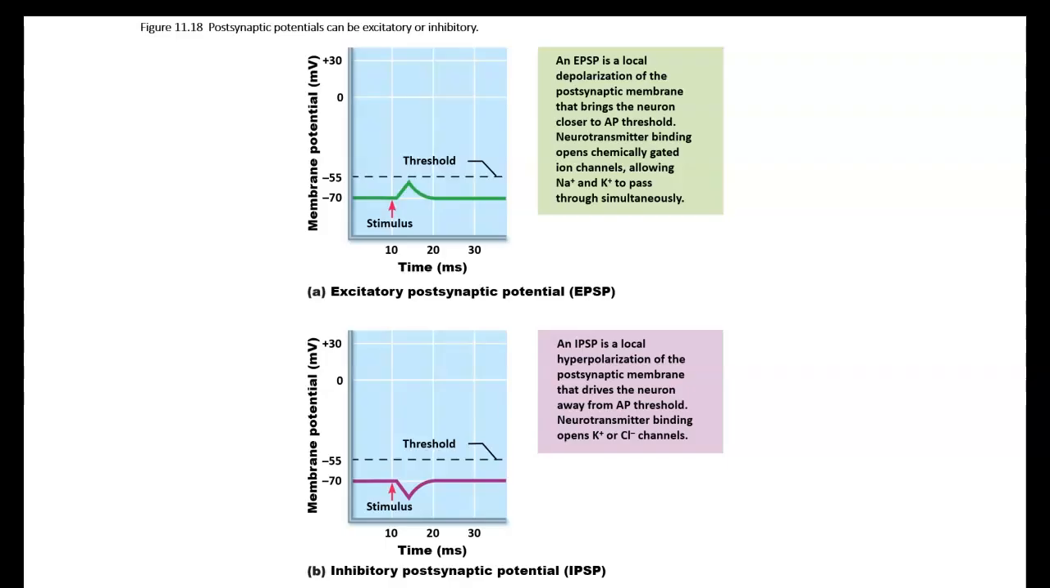The next one you have is going to be an inhibitory postsynaptic potential, or an IPSP. With these, you have a local hyperpolarization of the postsynaptic membrane, and that's going to drive the neuron away from the action potential threshold, and the neurotransmitter binding opens the potassium and chlorine channels. And so notice that chlorine is going to have a negative charge, and so that's going to send that stimulus the opposite direction and hyperpolarize it.